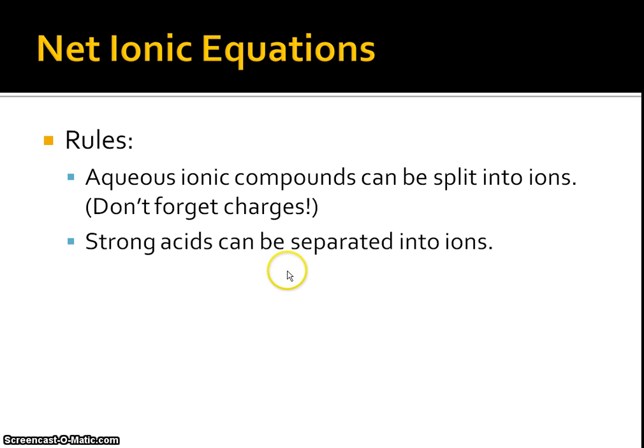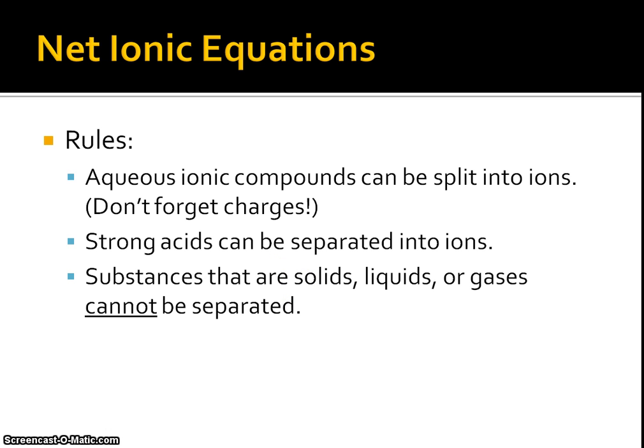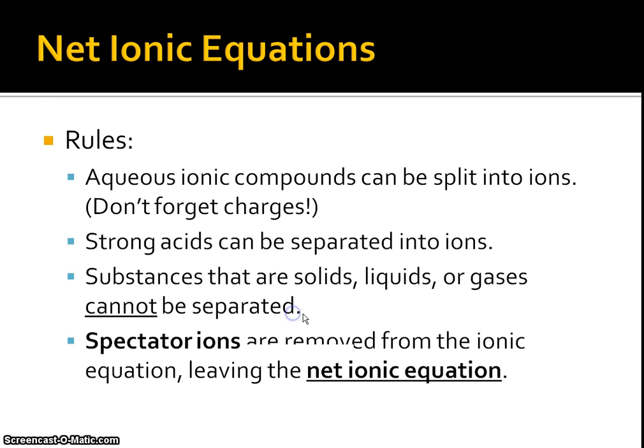Strong acids can be separated into ions as well. We haven't learned about acids yet, so just write that down for now. We're going to come back to that when we get to our acid and base unit. Anything that's a solid, liquid, or gas cannot be separated. So they do not dissolve into water. They're not going to separate out into ions like aqueous things do. And anything that starts as an ion and ends as an ion is called a spectator ion, and I'll show you what those are in just a minute.